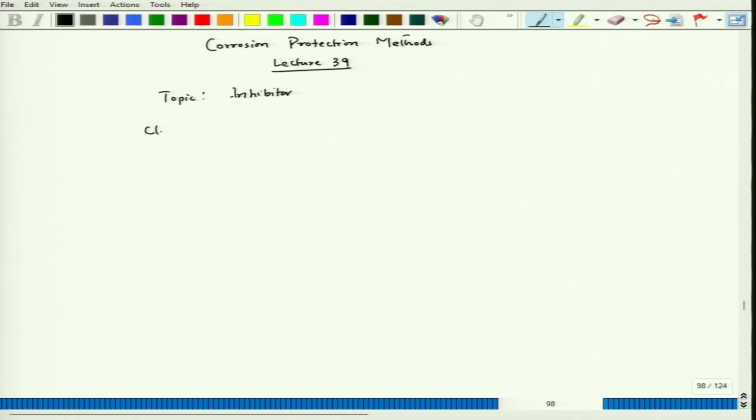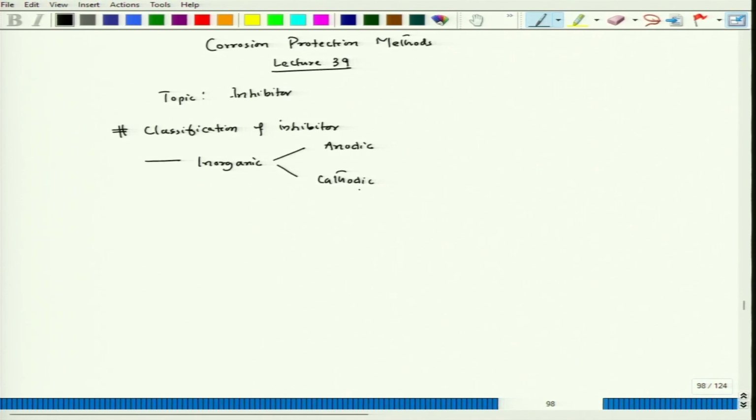Now we'll try to look at classification of inhibitors, and within those classifications we'll try to understand the mechanism how those inhibitors work. Now to start with, let us look at the classification of inhibitor. So when you talk about that, there could be broadly three segments, or let's say one is inorganic. Within that inorganic we can have two broad, which is anodic, another one is cathodic inhibitor.